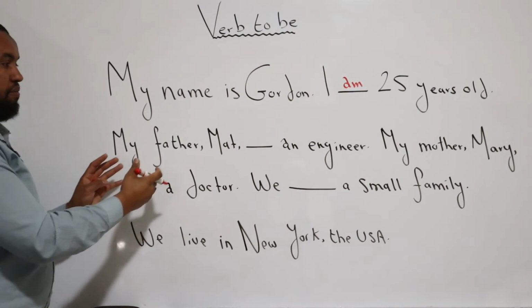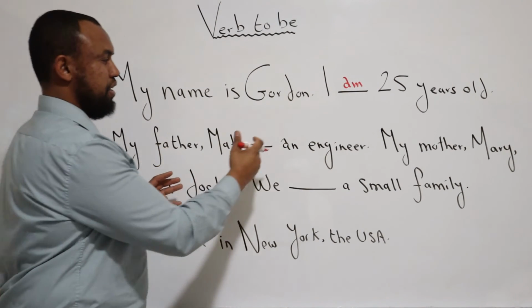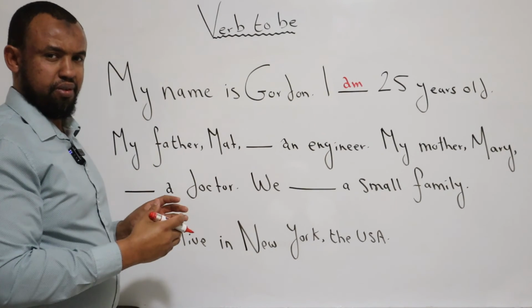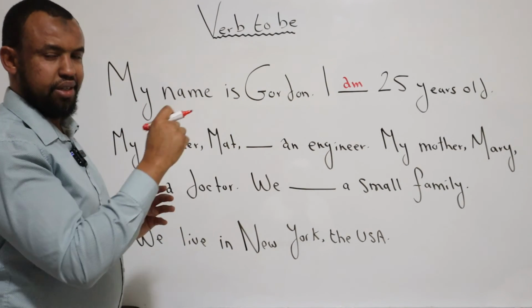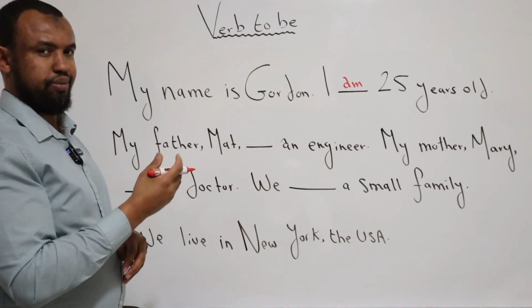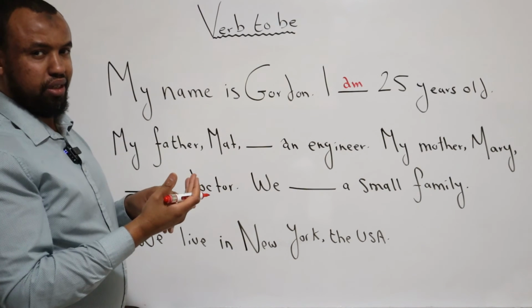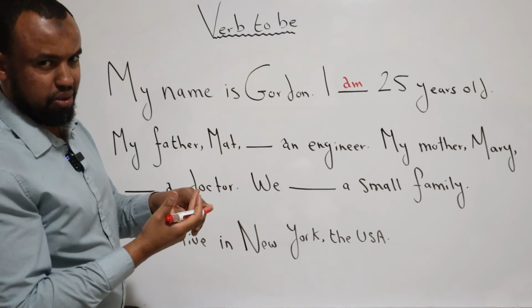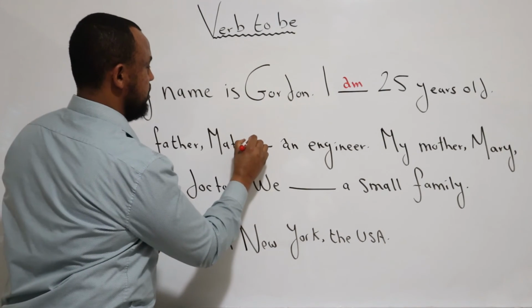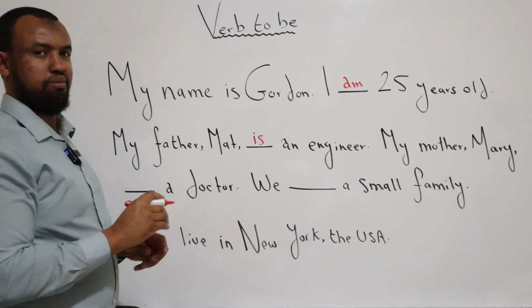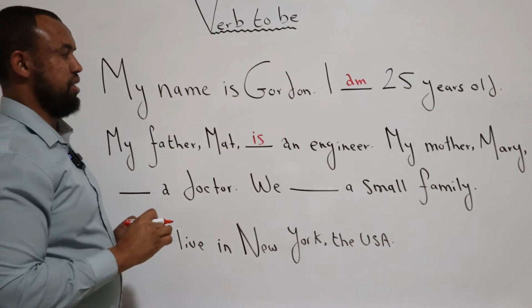My father, an engineer. So my father, meaning he, an engineer. So what did we say? He goes with am or is, all right? So he is an engineer. So far so good? Excellent.